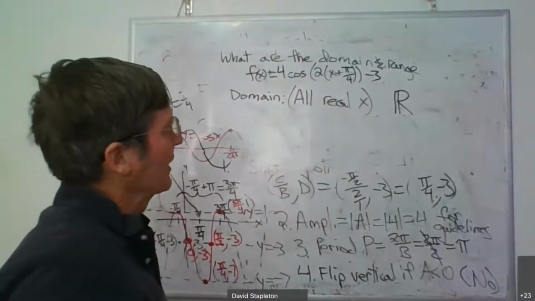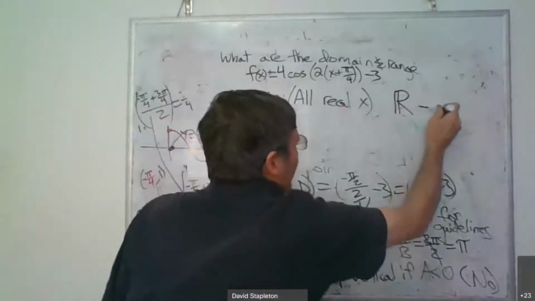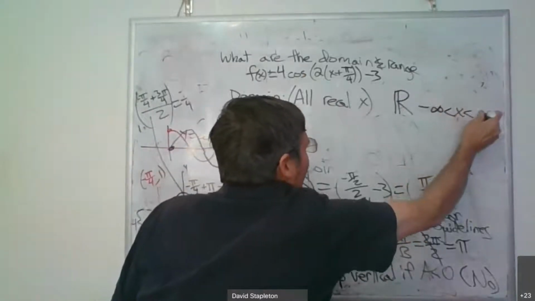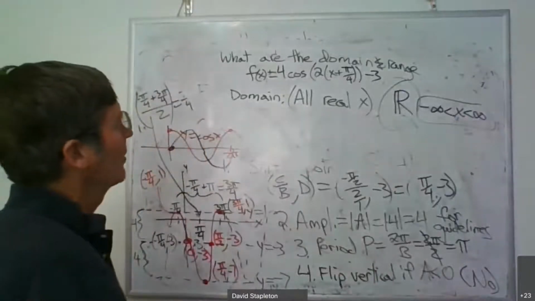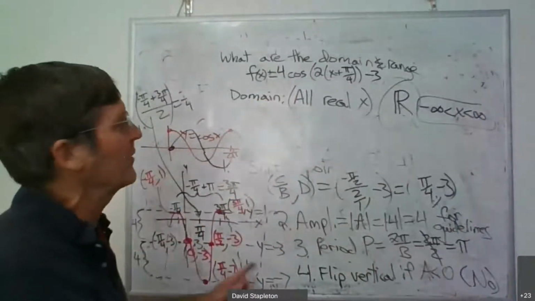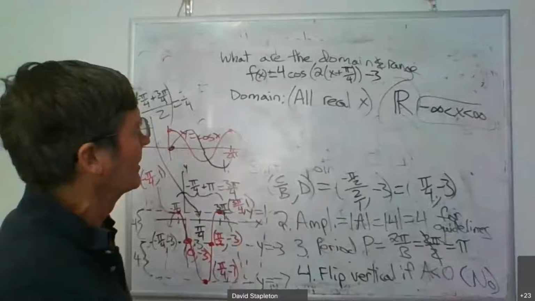Let's say one of those kinds of things. Or you could write minus infinity, x, infinity. That's another way of writing it. Any one of these three is a good answer for that one. All real numbers x, and that's true for sine and cosine. They're defined for any angle you put in.